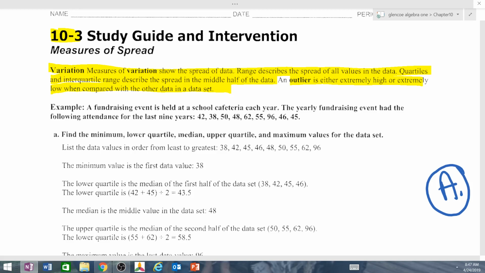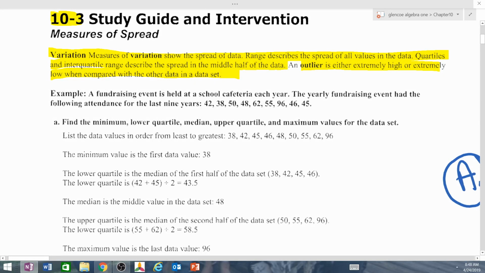A fundraising event is held at a school cafeteria each year. The yearly fundraising event had the following attendance in the last 9 years: 42, 38, 50, 48, 62, and so on. We want to find the minimum, the lower quartile, the median, the upper quartile, and the maximum values for the data set. So the first thing we need to do, and this is important, whenever they're asking you to find all of this, you need to put the data in order from least to greatest.